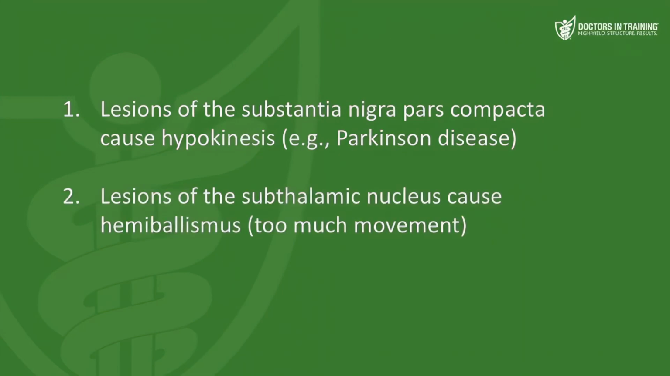And number 2, lesions of the subthalamic nucleus cause hemibolismus, which is a disorder of too much movement. So the subthalamic nucleus inhibits movement. So if you lesion that nucleus with a lacunar stroke, for instance, and you remove that inhibition, you're going to have too much movement. We'll see that shortly. Make sure you're familiar with both of these points.